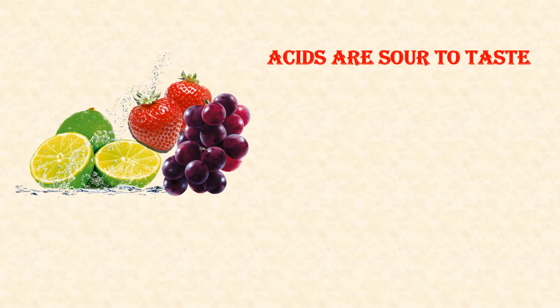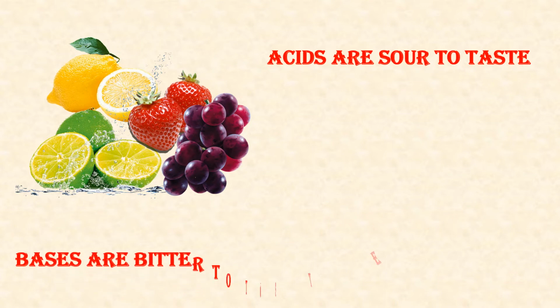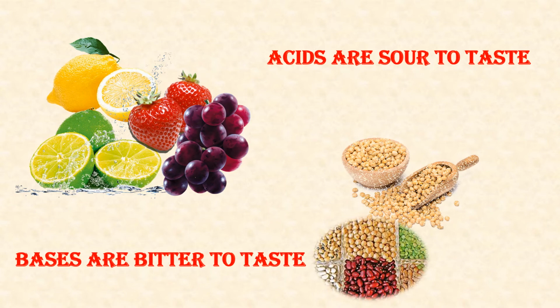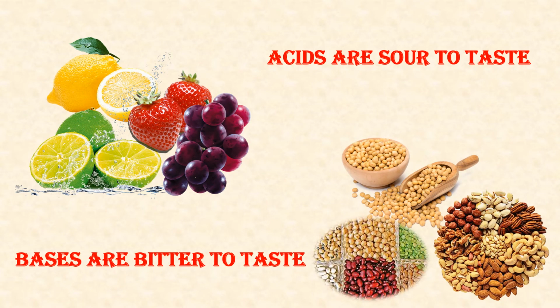The first distinguishing characteristic is that acids are sour to taste. Some of the foodstuffs that contain acids, and they are all sour. Whereas bases are bitter to taste. And these are a few foodstuffs like nuts, soya bean, and legumes, which are basic in nature.